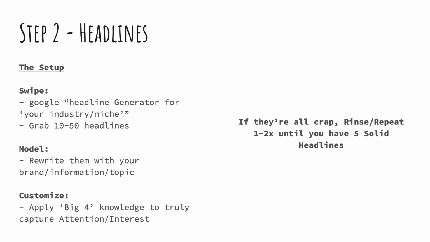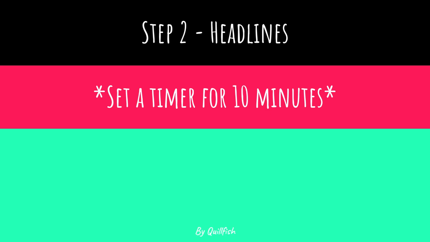Now, because you're doing this quickly, if they're all crap and you have 10 to 50 headlines that are just really bad, regardless of your modeling or customizing, just rinse and repeat this process until you have 5 really solid headlines that you can build a sales message from, regardless of what your outcome is, right? That's what you do here. So here's how to implement this thing.